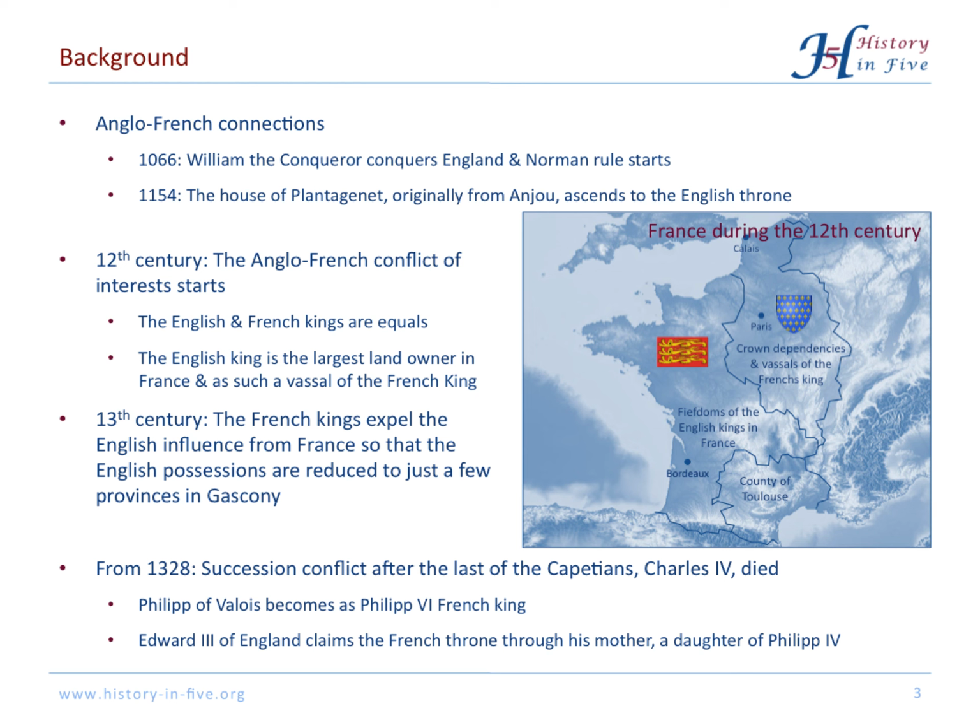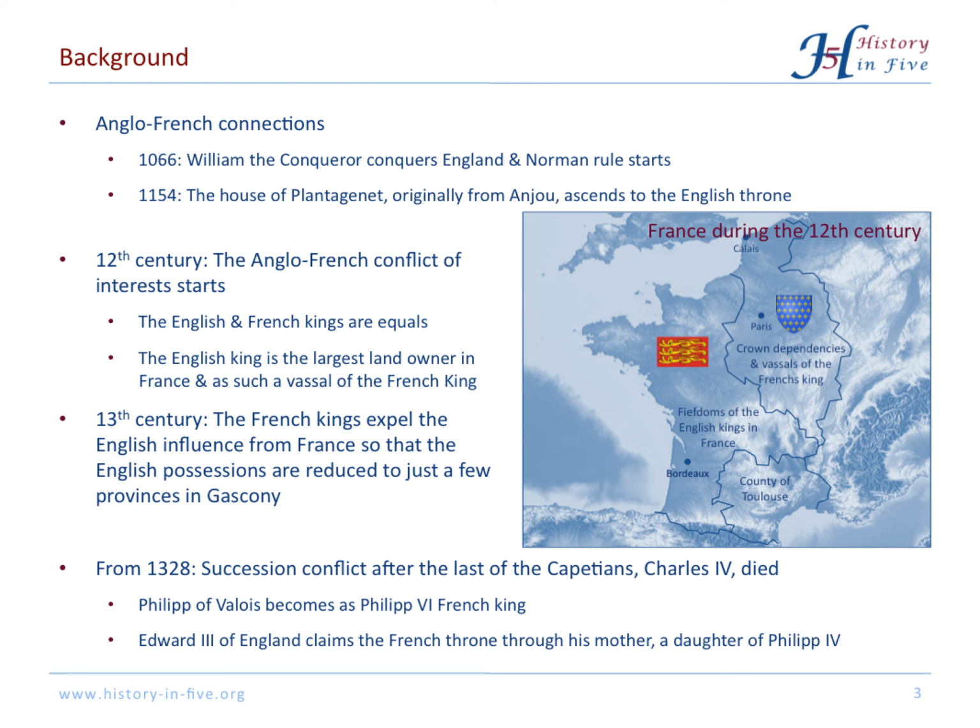The English king was the largest landowner in France, and as such he was a vassal to the French king. But as kings, both were equal. In the 13th century, the French kings could push the English influence nearly out of France. English possessions were only in the south, around Bordeaux, a few provinces of Gascony. And by the way, that is where the baked beans come from, which should not be missing from any English breakfast. From 1328 onwards, there was a conflict of succession in France.